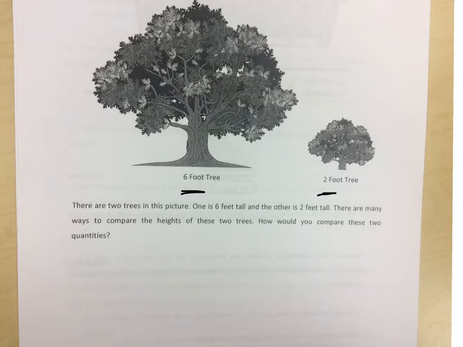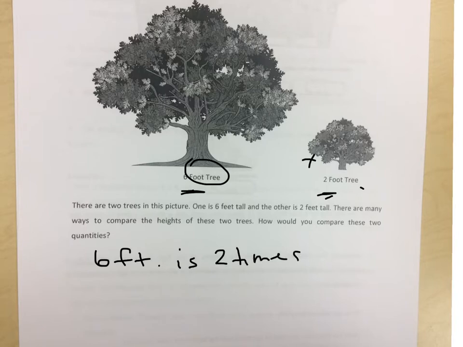So if you look at this, do you agree that the 6-foot is 3 times as big as the 2-foot? Because doesn't it take 2 times 3 to make 6? So you could just put 6-foot is 2 times as big as, sorry, I have that switched around, sorry. No, I have that right. 6-foot is, that's a mistake. 6-foot is 3 times as big as the 2-foot.